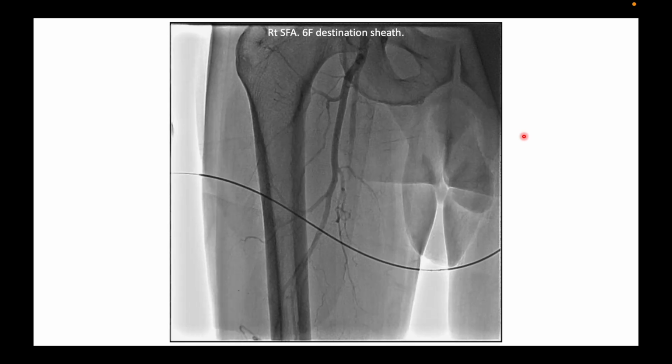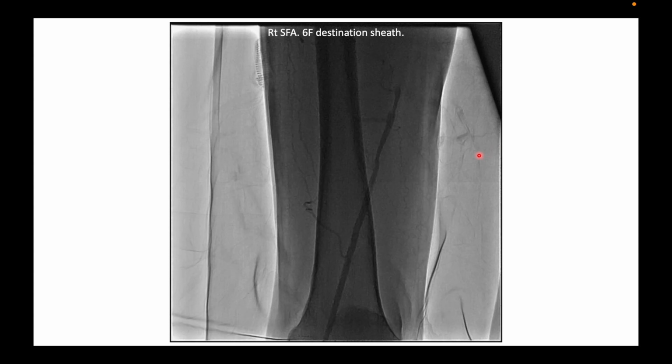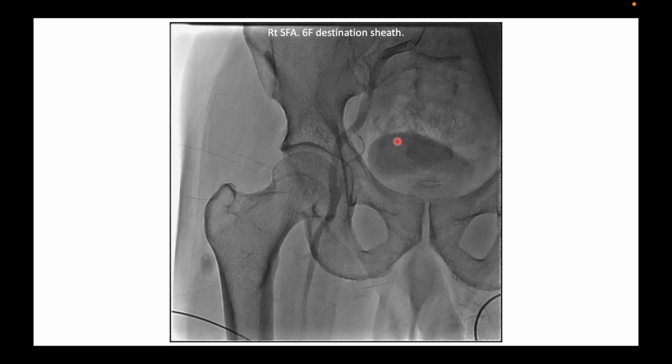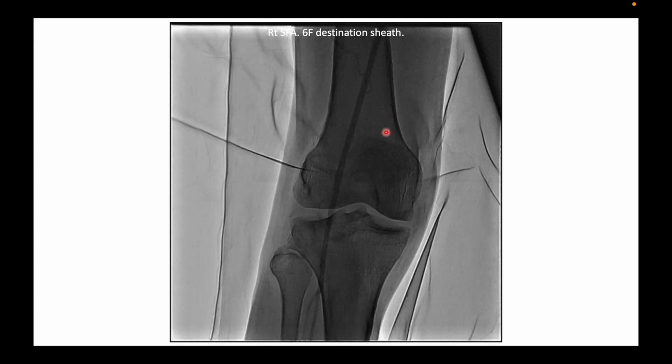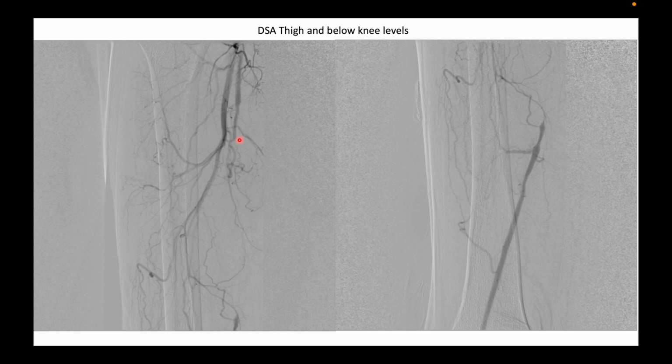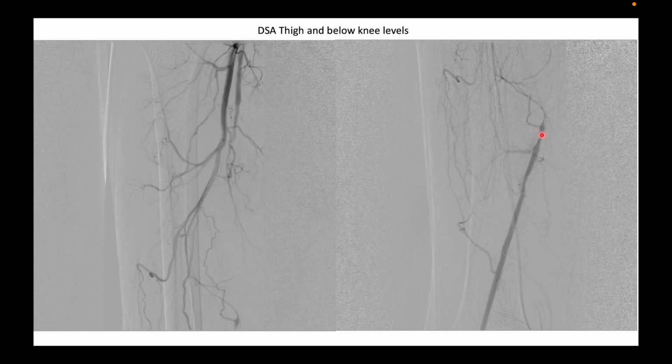So right SFA, 6 French destination sheath, you can see a long missing segment in the superficial femoral artery. I can show you again, there you go, that's an occluded superficial femoral artery. So DSA done in the thigh and below knee levels. Here you can see the missing segment between this point and this point. If you look carefully, it's occluded here, then that's the distal point where it's reconstituted, and the reconstituted length is seen here.